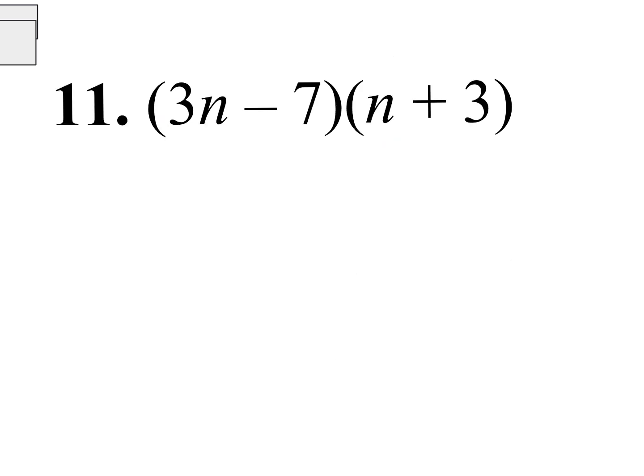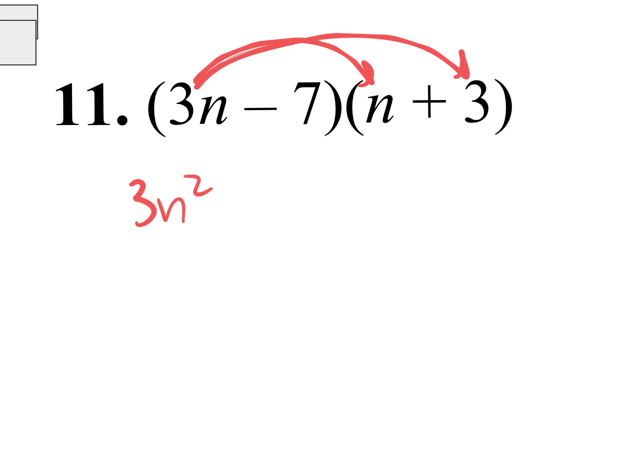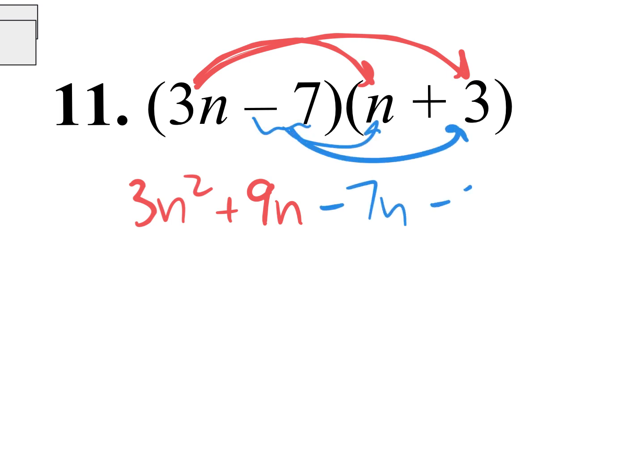Another one. Let's distribute 3n times n. What do I get? 3n squared. 3n times 3, what do I get? Positive 9n, right? All you do is multiply the number, the coefficient with the coefficient, or the number with the number. 3 times 3 is 9, and then the n with the n, but there is no n over here, so you just bring down that one single n. Now let's distribute the minus 7. Minus 7 times n, minus 7n, minus 7 times 3, minus 21.